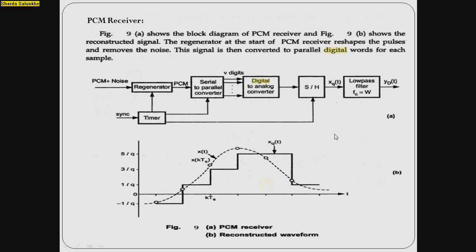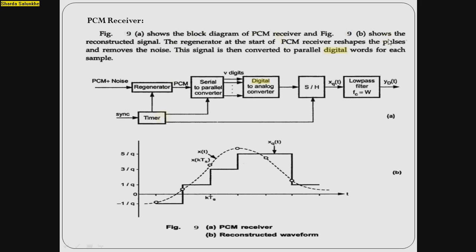Next, the receiver. Just check the receiver block diagram, which is the opposite of your transmitter block diagram. The PCM plus noise signal is available at the regenerator. After the regenerator, clean PCM is obtained, and after the serial to parallel conversion, V bits get recovered. Again it is fed to the digital to analog converter so that you get the analog signal, then it is fed to the sample and hold circuit, so you get the quantized signal, and it is fed to the low pass filter, so you get the original signal. For synchronization the timer is used.